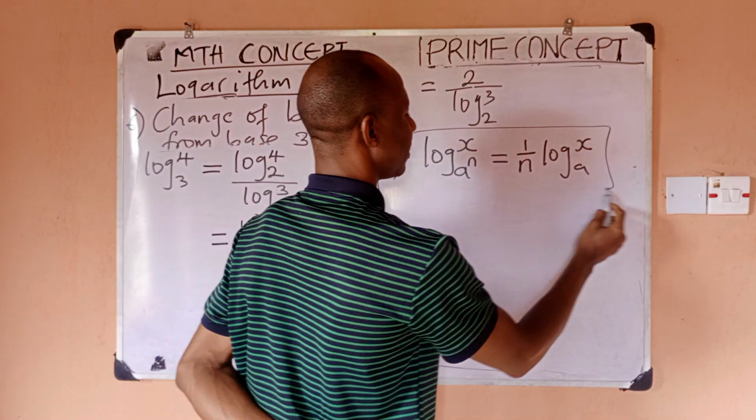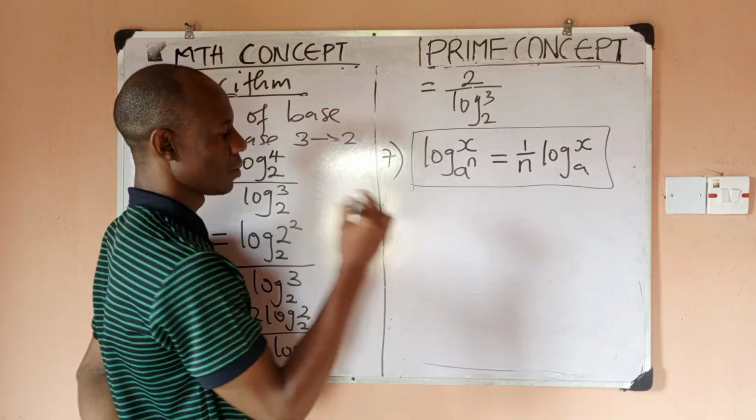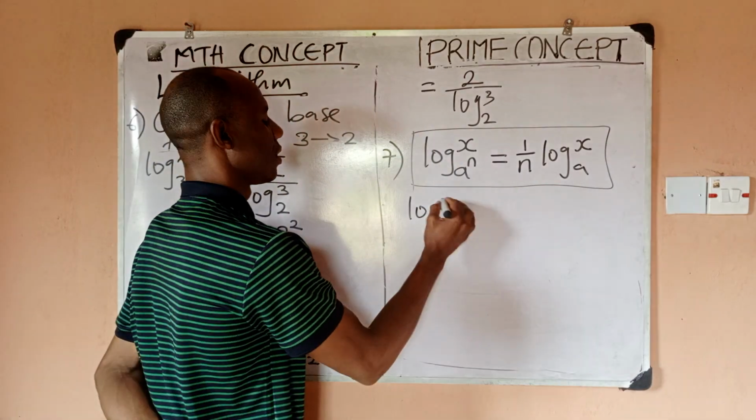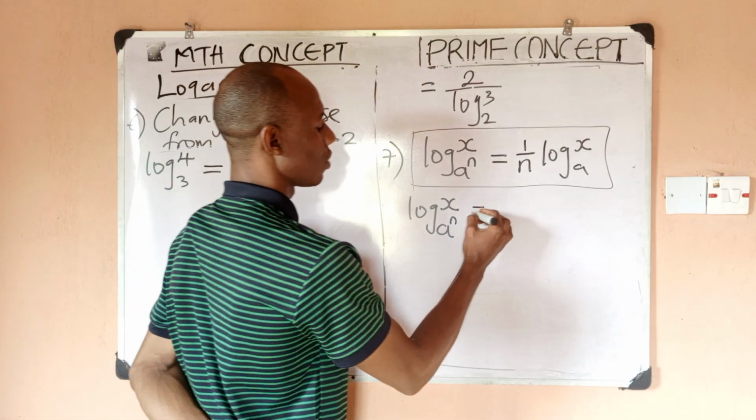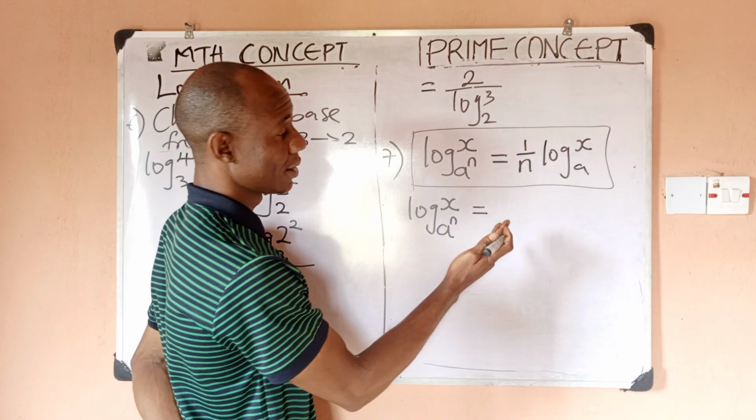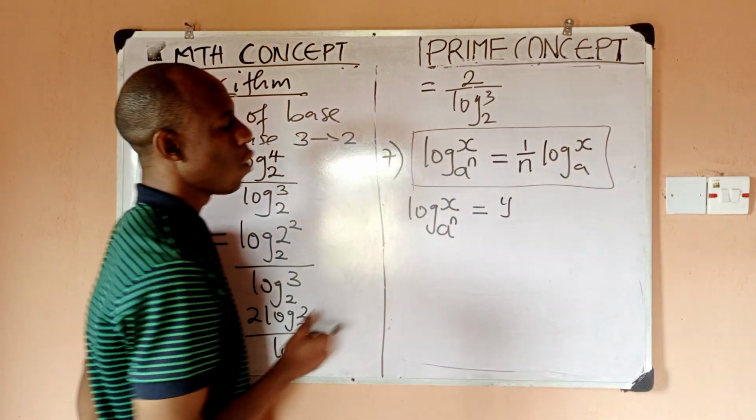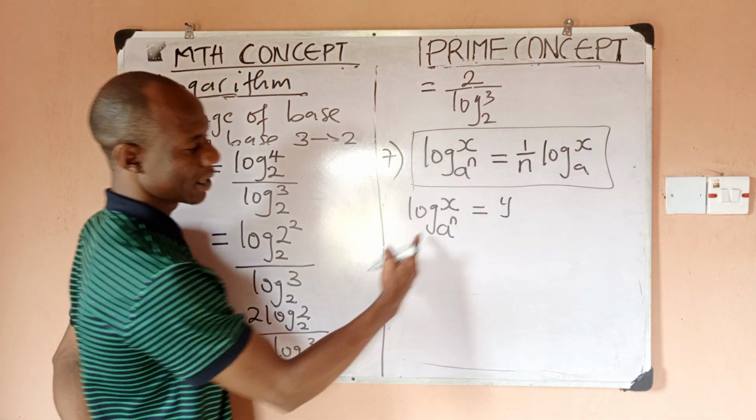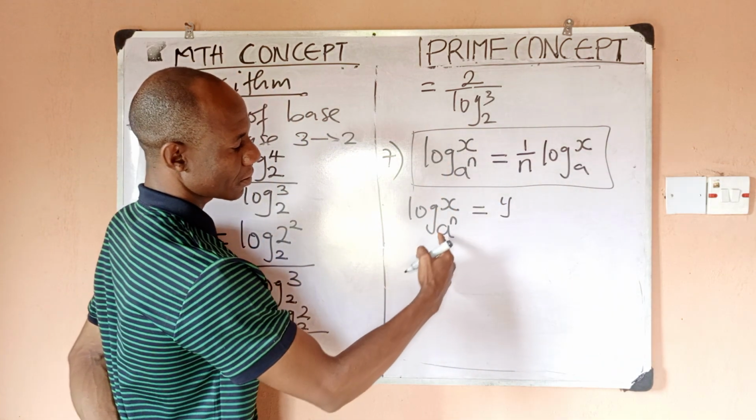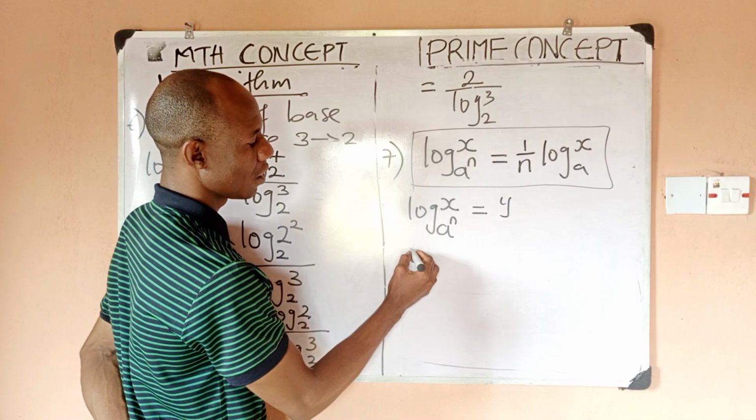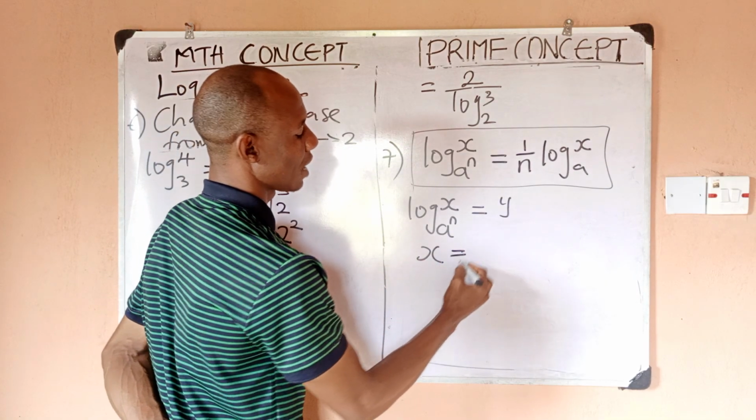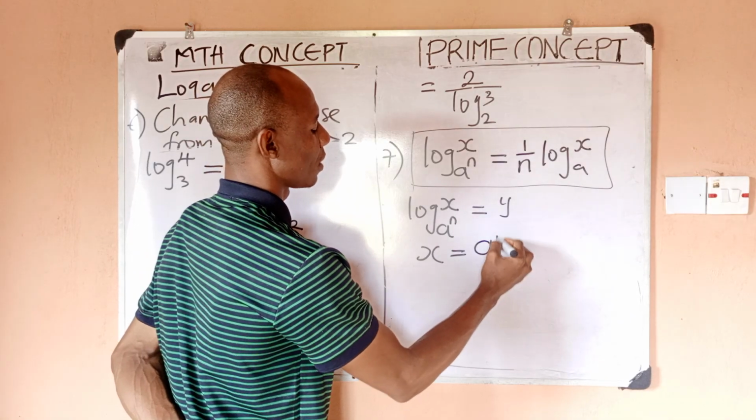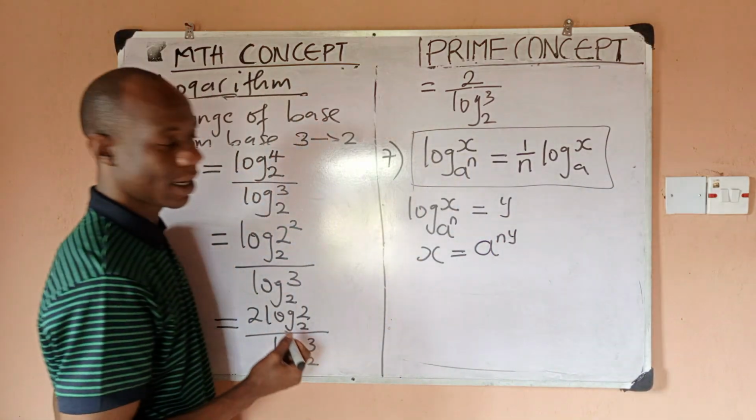Now let's quickly prove it so it will be clear to us. I want to show that this law is true. So I have log x base A raised to power n. Let me call this, I don't know what it will be yet, so let's call it y. Now if this is the case, this would become x. X would actually be A raised to power ny, right?